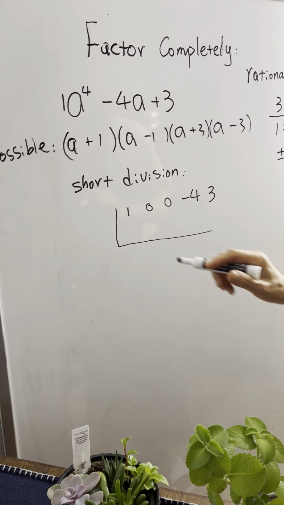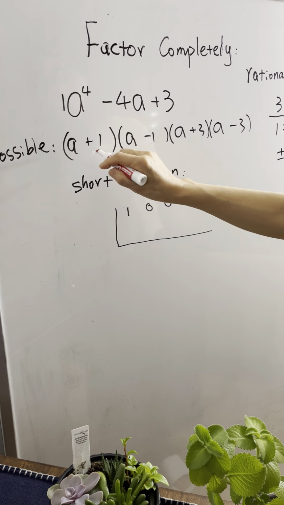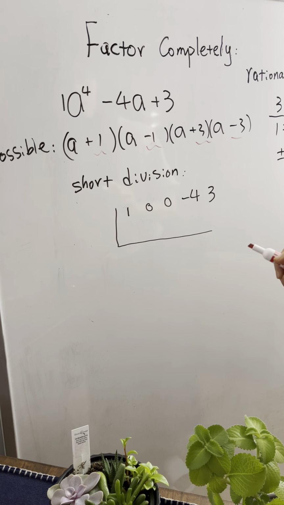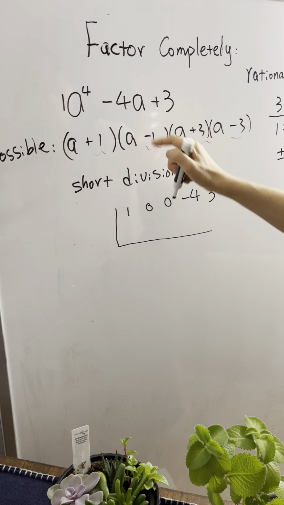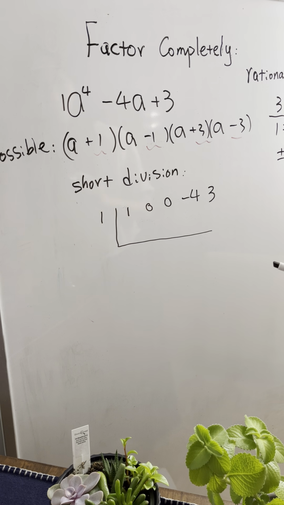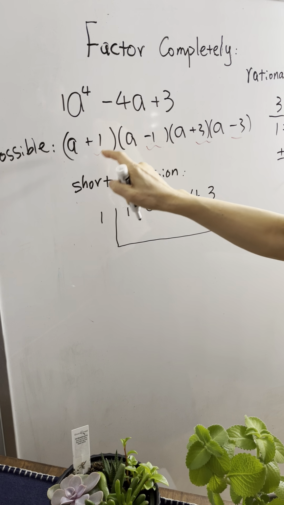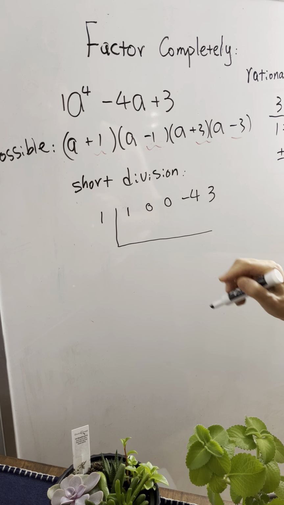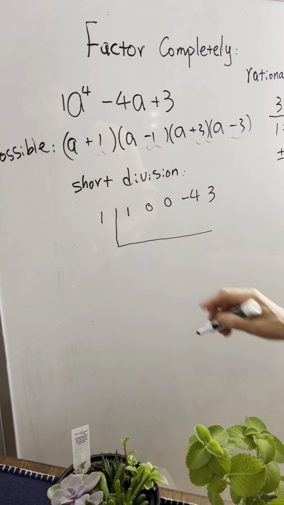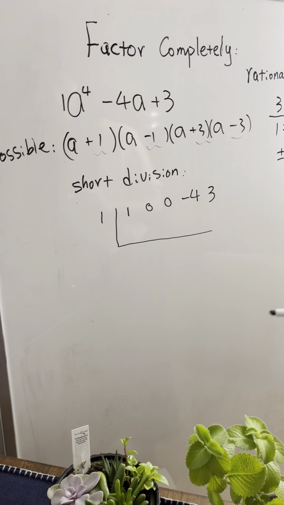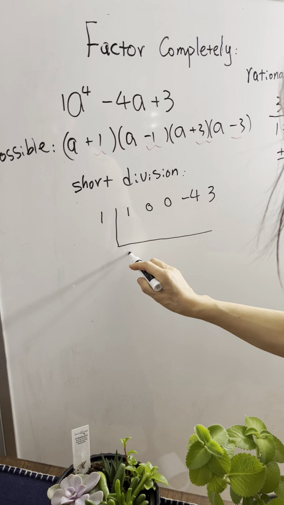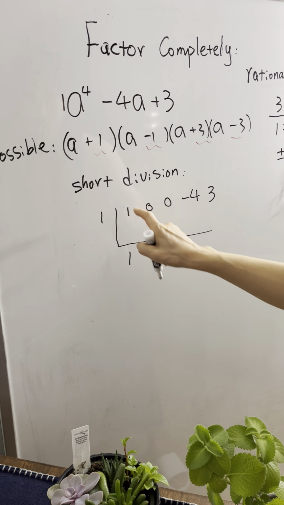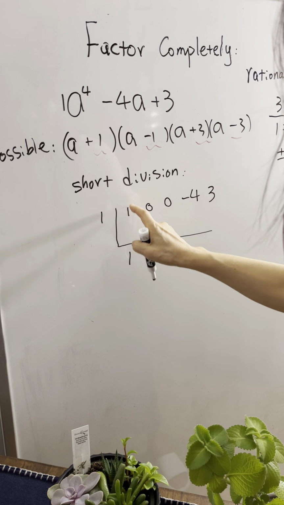So we can put any one of those 4 here. Let's do this one. If a minus 1 is a factor, I'm going to put a positive 1 here. If I pick a plus 1 to try, I would need to put a negative 1 here. So positive 1 is the easiest one. Let's check this one. So what do I do next? First step, I write down the leading coefficient under this line. I don't do anything to it, just write it down here.